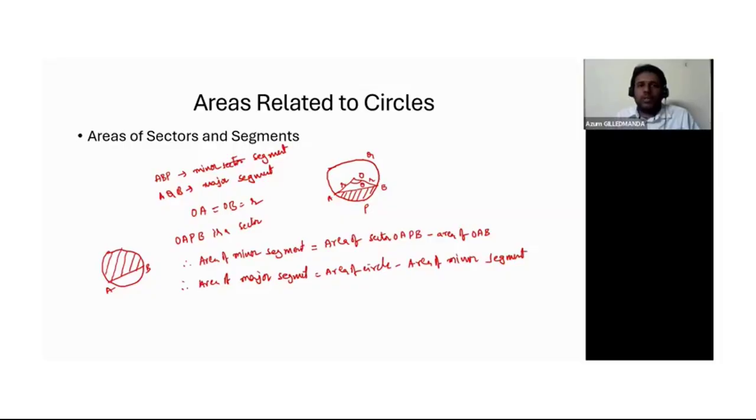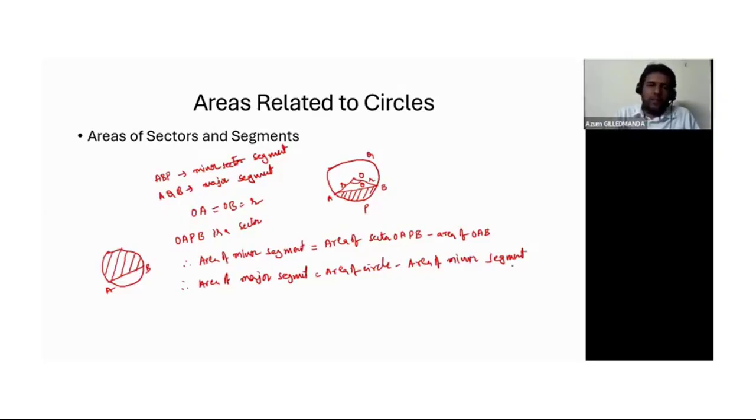And then we learned about what is a segment, what's a minor and what is a major segment. The area of the minor segment is nothing but the area of that minor sector minus the area of that triangle OAB. And once you know the minor segment area, the major segment area you can obtain by subtracting the minor segment area from the total area, which is area of the circle minus area of minor segment.